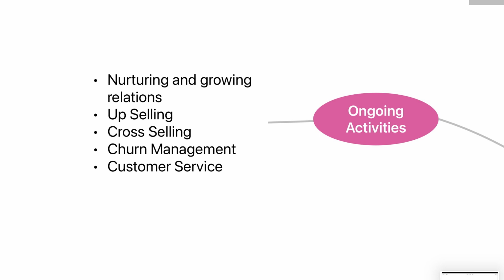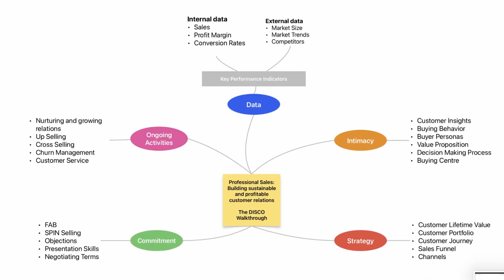So the O stage directly feeds back into the goals of retention and increasing that customer lifetime value we talked about earlier. Precisely. And the data you gather from these ongoing activities, how they're using the product, what support tickets they raise, their satisfaction levels, that data becomes input for the next cycle, starting back at D for data. So it really is a continuous loop. Analyze, understand, plan, execute, nurture, and repeat. That's the power of the DISCO walkthrough. It's a holistic, iterative model for building sustainable, profitable customer relationships.